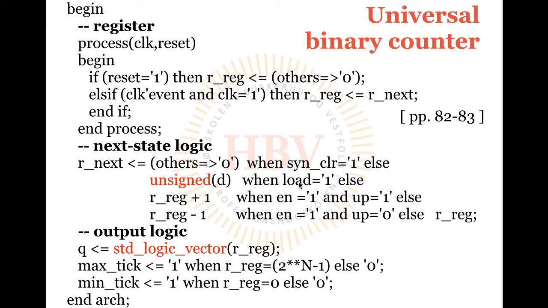In the next line after that, we can set the load to 1. And when the load is set to 1, it will take the input of D. This will depend on whatever the user decides that D should be. The next two lines simply tell us that we can add and subtract in the register.